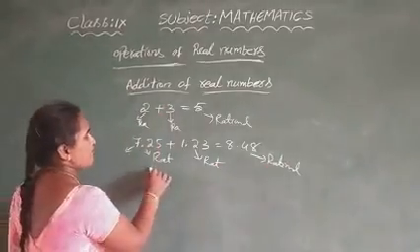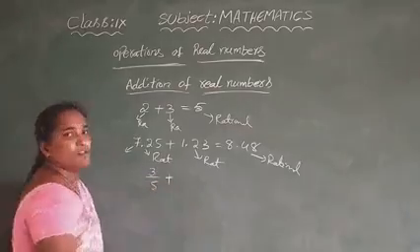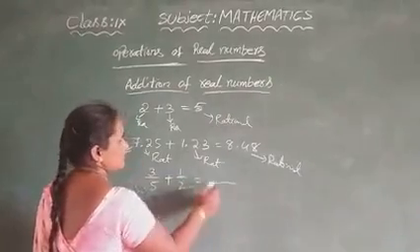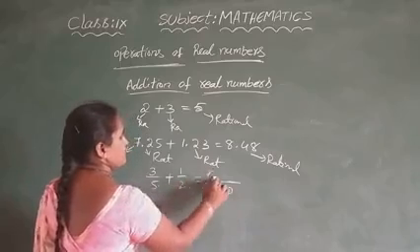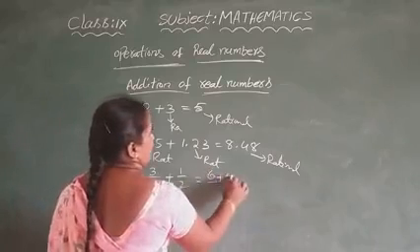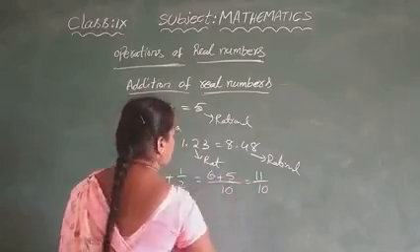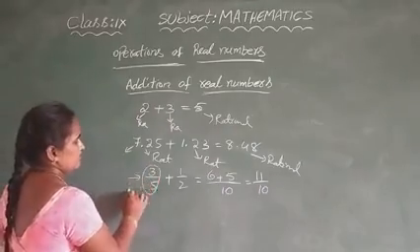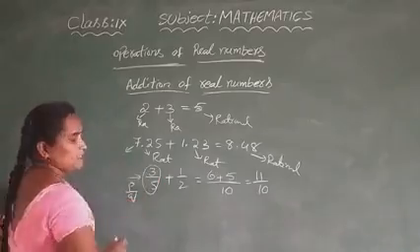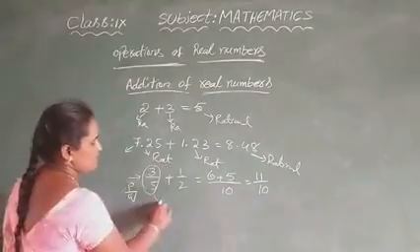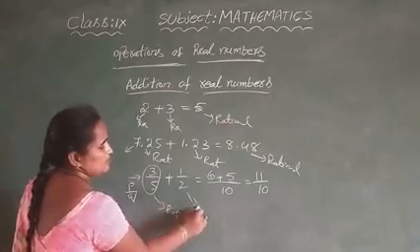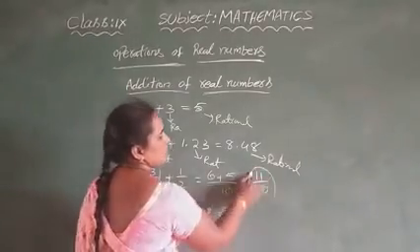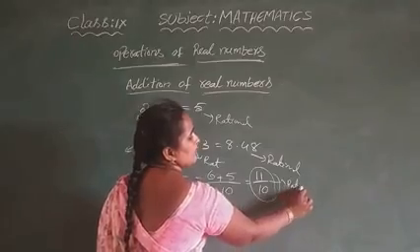Then you take another form: 3 by 5 plus 1 by 2. Take the LCM, which is 10. 6 plus 5 is equal to 11 by 10. See here, 3 by 5 is in P by Q form, and this one is also in P by Q form. So it is also a rational number, and this is also a rational number. The sum of 2 rational numbers is another rational number.